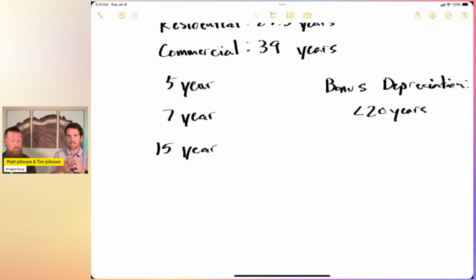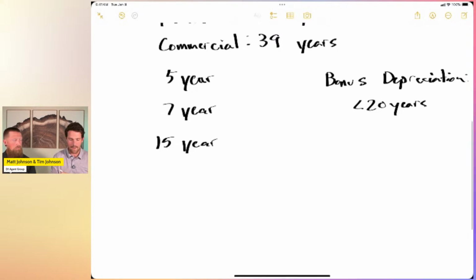Now, cost segregation studies on their own, without bonus depreciation, still help front load the depreciation schedule, right? Just like Matt broke down earlier, it's still taking those 5, 7, and 15-year components and throwing them on a shorter lifespan, which obviously means every year you can take a higher percentage of that cost value. With bonus depreciation, that's where things get really supercharged. And so, Matt, break that down. Yeah. What happened in 2017?